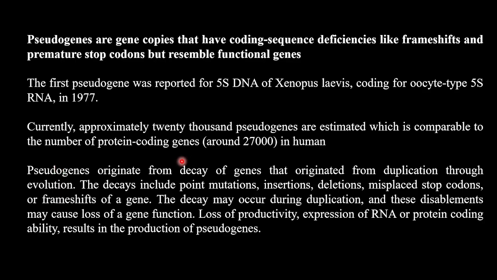So first of all, there is a duplication of the gene, and during the duplication process, there is a decay of genes, and that decay is because of point mutation, insertion, deletion, misplaced stop codon, or frame shift of a gene. Because of these mutations, the gene copy that is present becomes non-functional, and it is known as a pseudogene. The decay may occur during duplication, and it may lead to the loss of gene function, loss of expression of RNA and protein coding ability, which results in the production of pseudogenes. So basically, they are not functional theoretically.